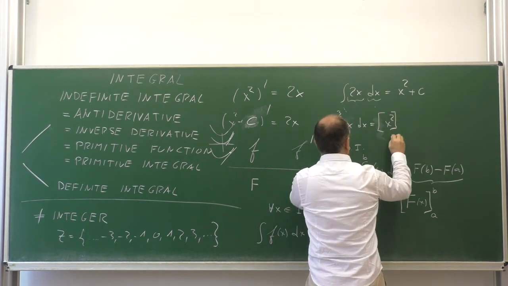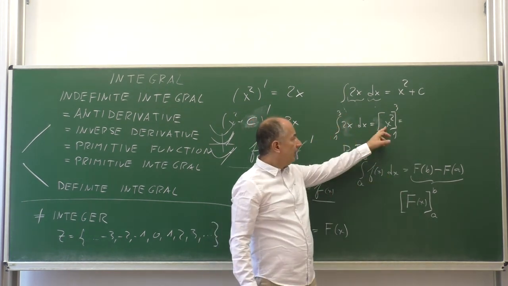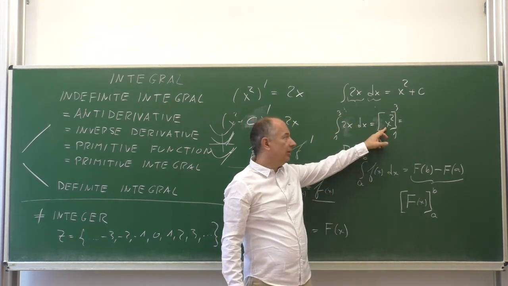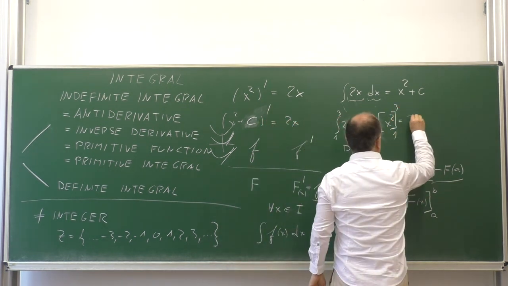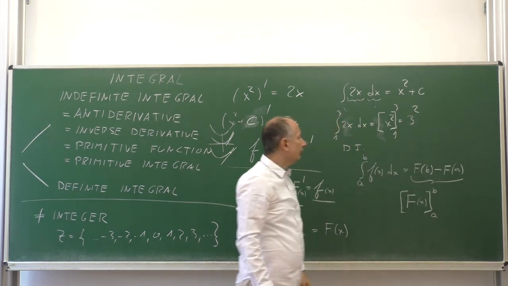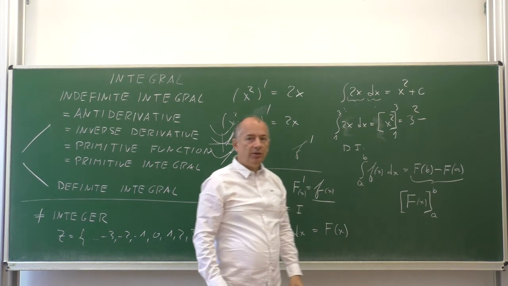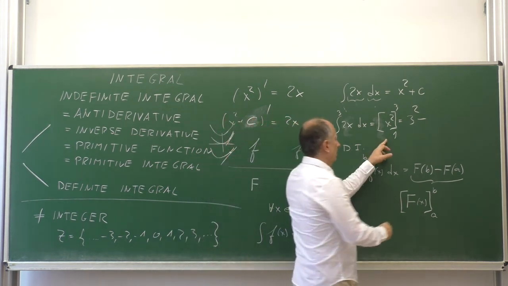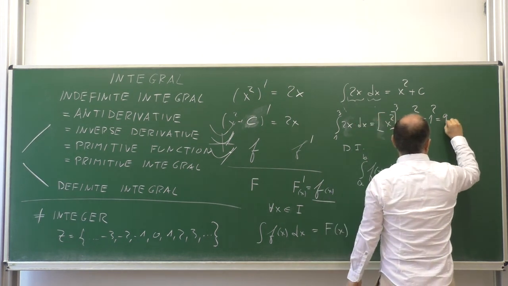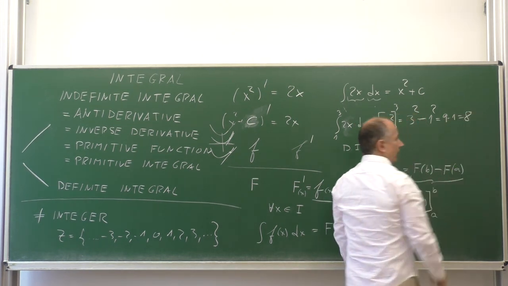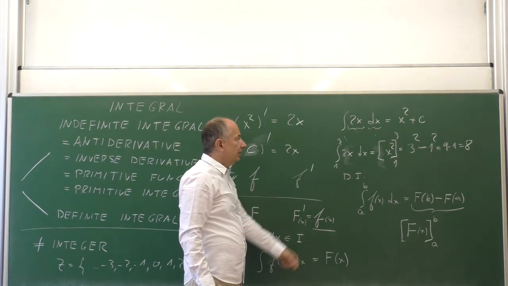And we copy the limits from 1 to 3. And then we evaluate the capital F, the antiderivative, at the upper limit b, which is 3. So we have 3 squared minus, and we subtract the antiderivative at the lower limit, 1 squared, which is 9 minus 1, which is 8.